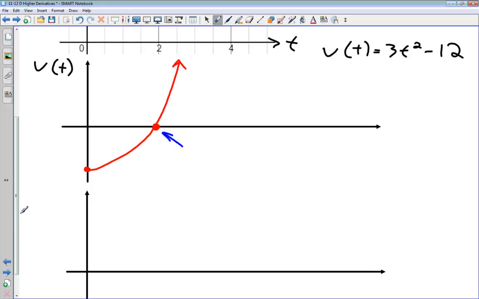Now, what about our acceleration function? Well, we know what our acceleration function is. It is 6t. What is that graph going to look like? Well, it's just going to be a straight line starting at 0 and going up.